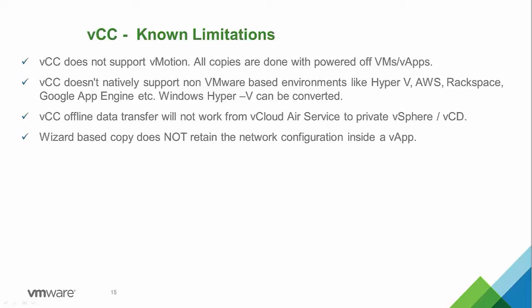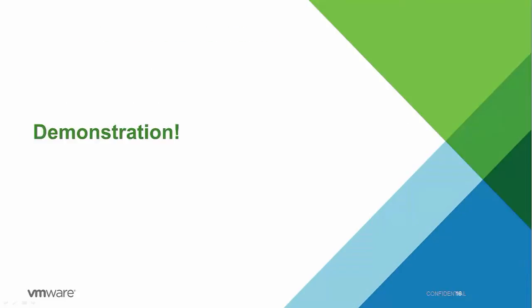VCC doesn't natively support non-VMware based environments like Hyper-V, AWS, Rackspace, Google App Engine, etc. Windows Hyper-V can be converted and then copied afterwards. The VCC offline data transfer, or ODT, will not work in reverse. That means we will not be able to use the ODT process to copy virtual machines from vCloud Hybrid Service to private vSphere or vCD clouds. And the wizard-based copy does not retain the network configuration inside a vApp.